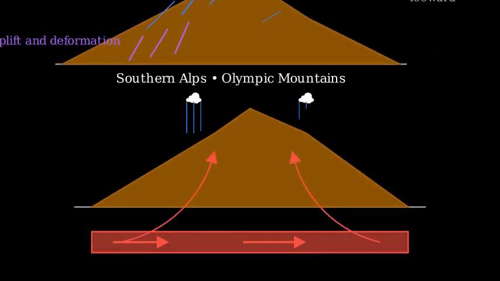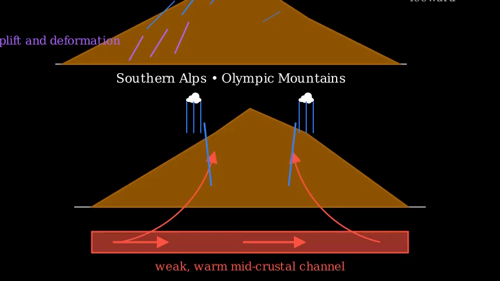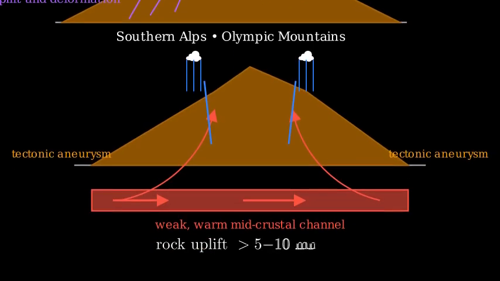Surface unloading can also influence deeper crust. In the Himalaya, rapid river incision on the range front during intense monsoon may help extrude a weak, warm mid-crustal channel toward the surface. This can produce tectonic aneurysms, localized zones of very high rock uplift, and young metamorphism, like Nanga Parbat and Namche Barwa, where rock uplift exceeds 5 to 10 millimeters per year.